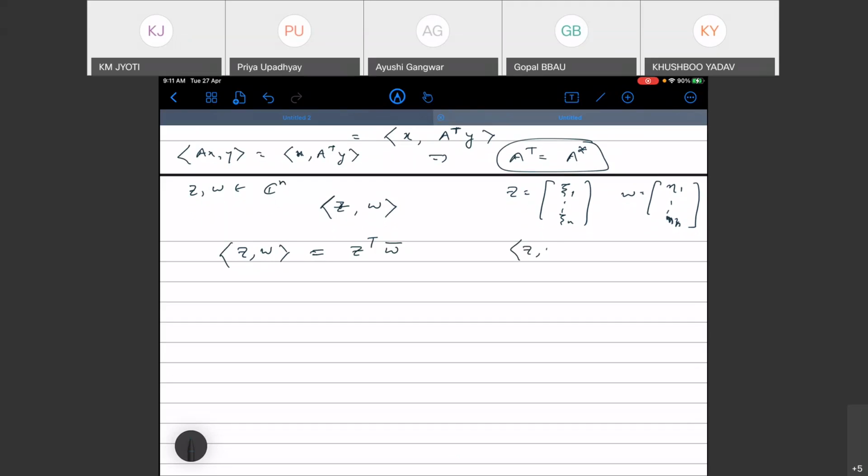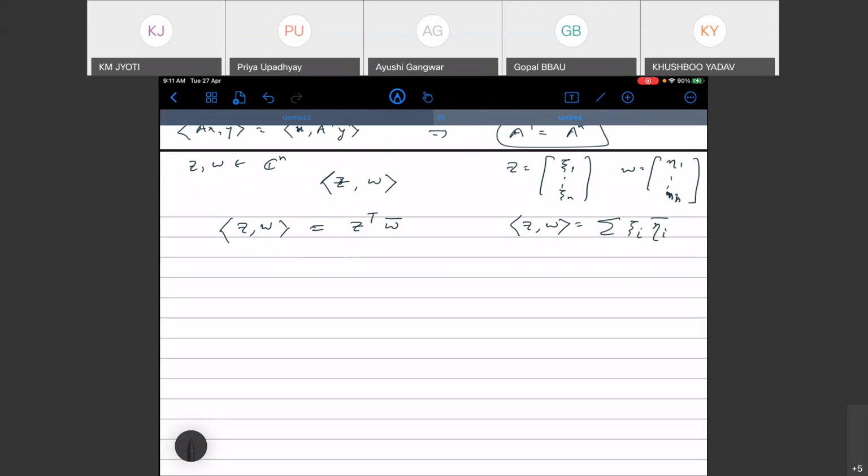If you remember, the inner product is given by the sum of xi i times eta i bar. So in similar fashion, <Az, w> is (Az) transpose w bar. But you know this is z transpose A transpose w bar.